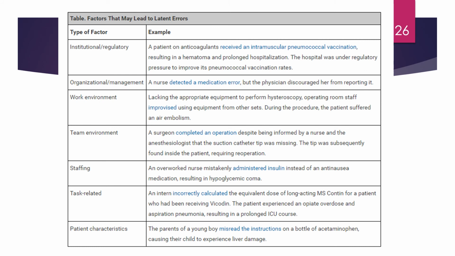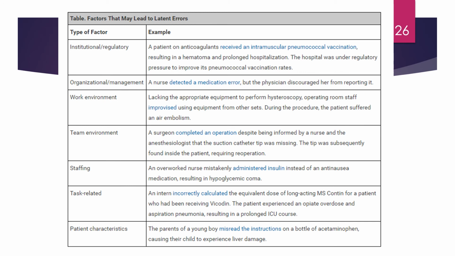Staffing. An overworked nurse mistakenly administered insulin instead of an anti-nausea medication, resulting in hypoglycemic coma. Whenever staffing is overwhelming, as it is potentially right now with this COVID-19 coronavirus situation, when people are overworked, working more hours rather than less, they may actually make more mistakes, and we have to keep that in mind.